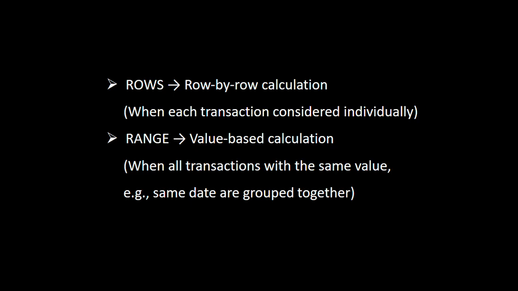So at the end, I would like to conclude that you use rows when you want a row by row calculation where each transaction is considered individually, and you use range when you want value based calculations, like when all the transactions with the same value or same date are grouped together.